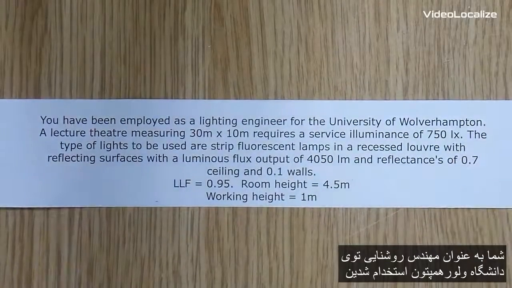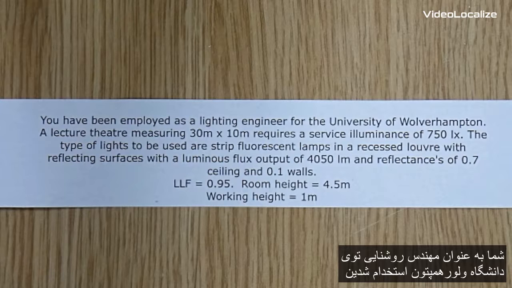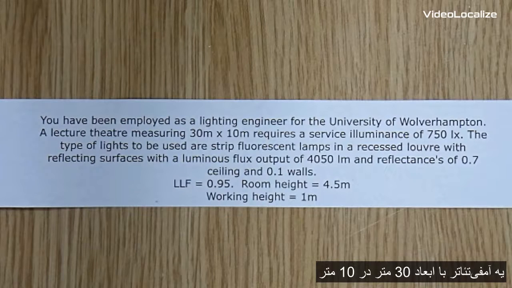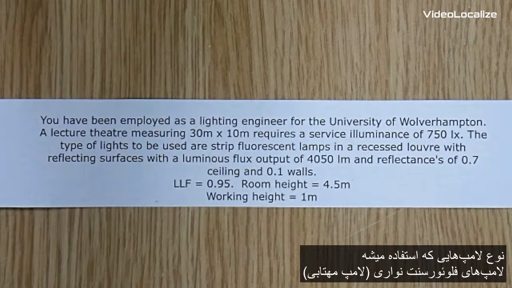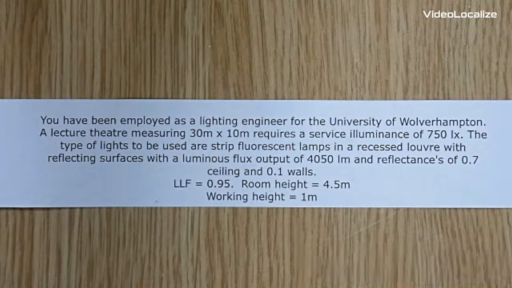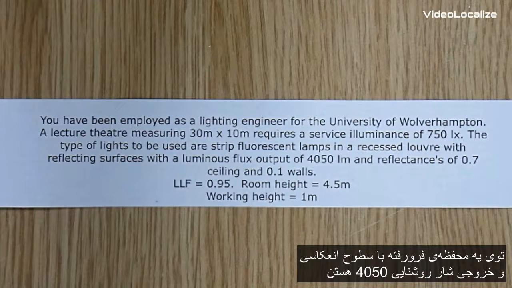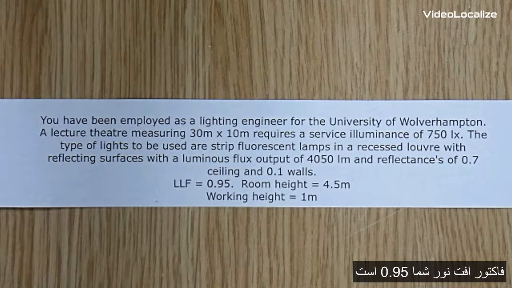You have been employed as a lighting engineer for the University of Wolverhampton. A lecture theatre measuring 30 meters by 10 meters requires a surface illuminance of 750 lux. The type of lights to be used are strip fluorescent lamps in recessed louvre with reflecting surfaces with a luminous flux output of 4050. Your light loss factor is 0.95, the room height is 4.5 meters, and the working height is 1 meter.